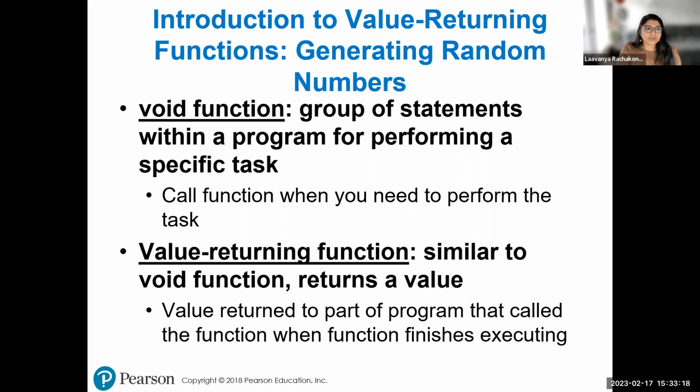So let's talk a little bit more about generating random numbers. In the beginning, I gave you a brief about void functions and value returning functions. Void functions are a group of statements within a program to perform a task. That is basically what a function is. But a value returning function is similar to a void function, except it will return something towards the end. The value is returned to the part of the program that called the function after the function is executed. We'll see how that works as well.